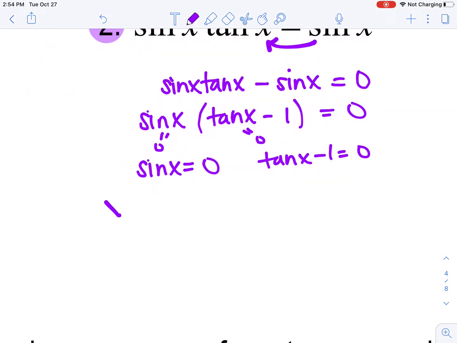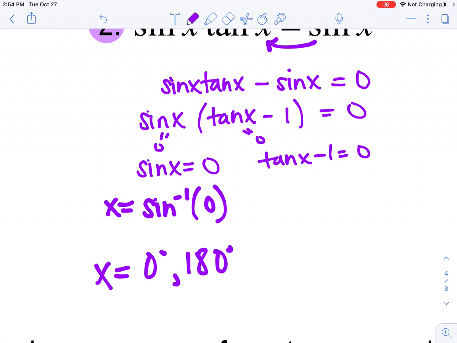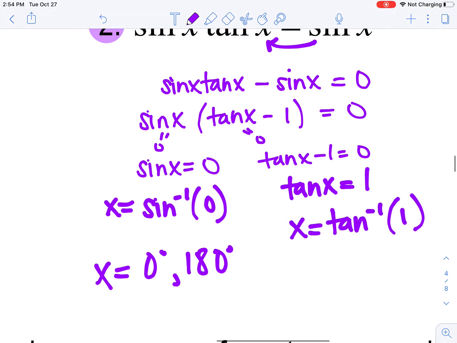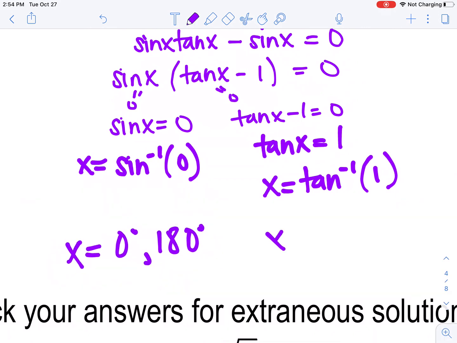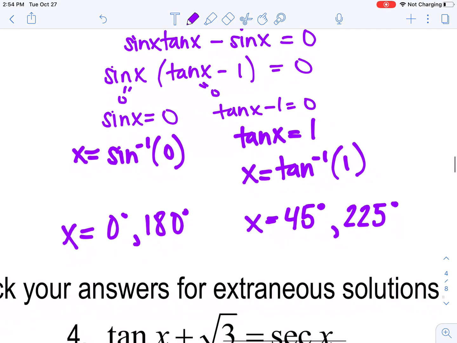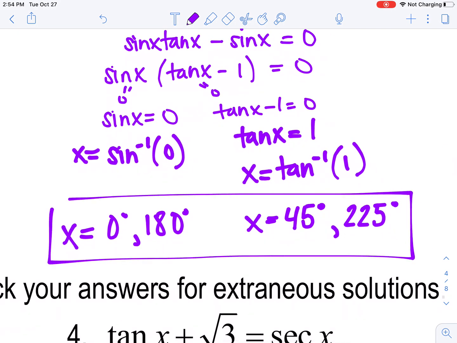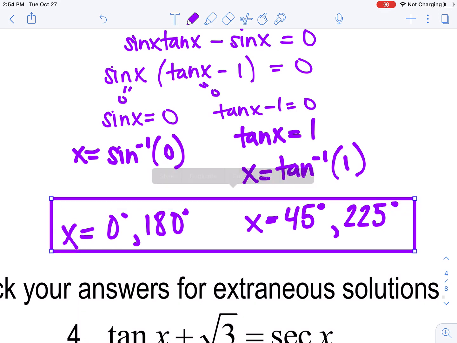So here, x would be the inverse sine of 0. Which angles would give us a sine value of 0? Those would be at 0 degrees and 180 degrees. Over here, tangent of x equals positive 1, so x would be the inverse tangent of 1. Which angles give us a tangent of positive 1? Well, that's going to be a 45-degree angle in the first quadrant, and then a 45-degree reference angle in the third, so 225. So all four of these are solutions to our original equation.